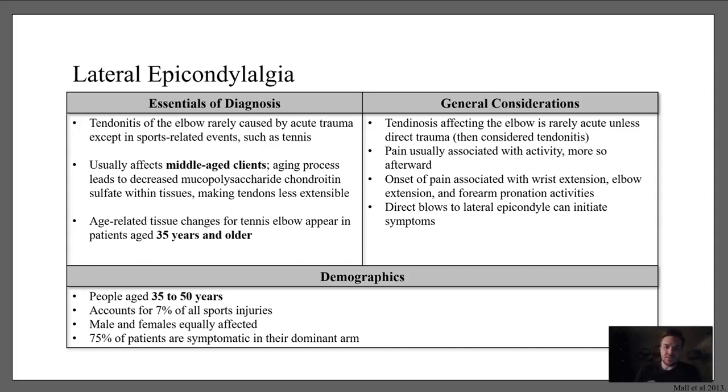So, again, these are slides that are designed for you to read through and take the most pertinent information, as well as read Dutton.